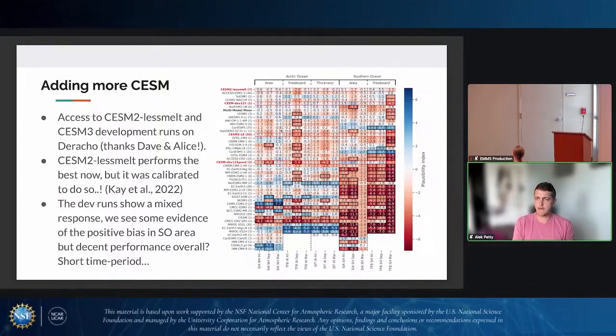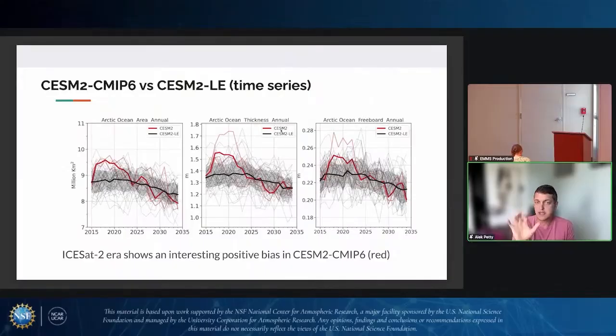So this is just hot off the press analysis that we've done over the last couple of weeks. Thanks again to Chris for really getting this done in time for this meeting. Here we're showing the Arctic Ocean area on the left, thickness in the middle, and freeboard on the right, from the CESM2 CMIP6 contributions, the 3 members in red with the multi-model mean in bold, and then the large ensemble in black, for this modern era altimetry period, we'll call it.